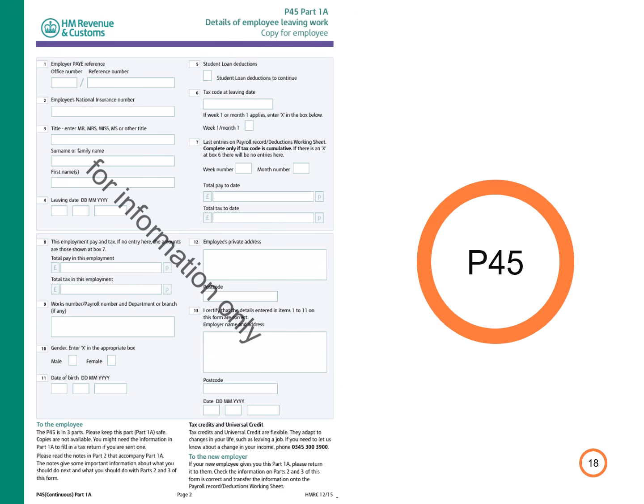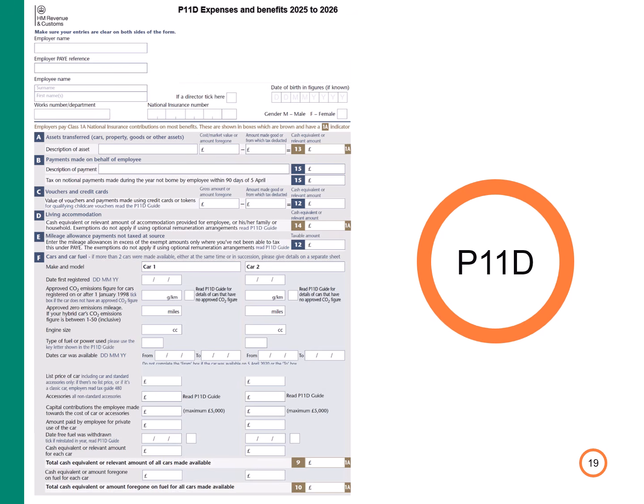If you left an employer during the year, you'll need Part 1A of the P45 your employer gives you when you leave. If you received any taxable benefits or expenses, like a company car, van, or medical benefit, you'll need your P11D. Your employer gives you this by 6th of July each year.